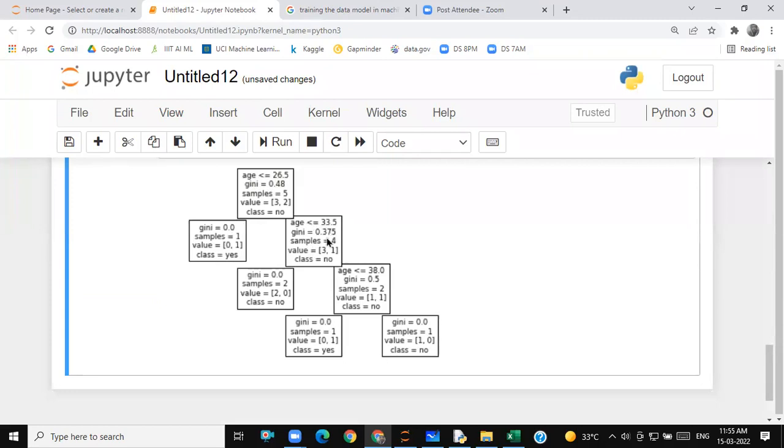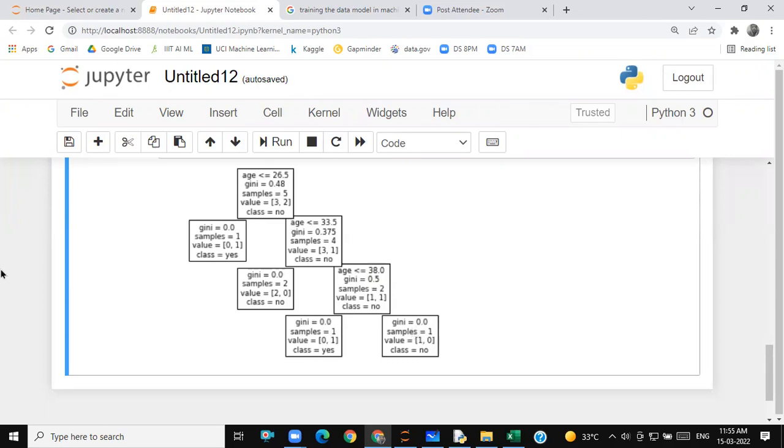Again, if age is less than or equal to 33.5, then it is going to be no. If it is more than that, I can't say it is no. We have to again verify less than or equal to 38. If it is less than 38, then the answer is yes. If it is more than 38, your answer is no. So these insights will help you.